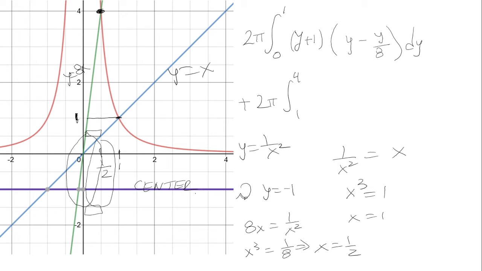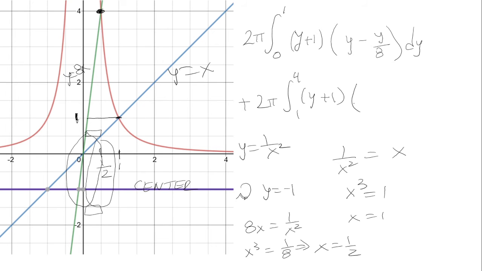Same idea here. Because I'm revolving around the y equals -1, at 4, my radius is going to be 5. And at 1, my radius is going to be 2. So I'm going to add 1. Okay. So if I plug in 1 in here, I get 2. And if I plug in 4, I get 5.